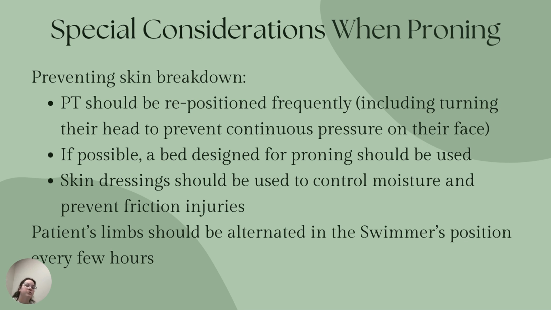And if you can't use a bed designed for proning, then you want to use things that are going to help relieve the pressure. They make like these little pads that you can put under patients that one side will raise up, one side will lower to put pressure in better spots. And then also one more note, the patient's limbs should be alternated in the swimmer's position, as they call it, which you saw in that picture where one arm is up, one arm is back. You can alternate those as well.